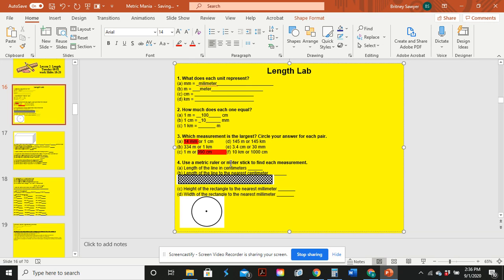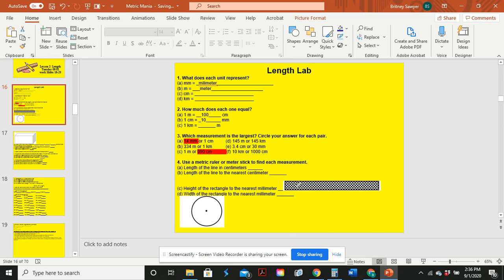Okay, so basically this is what you're going to be doing right here. You can take and find the measurement for this. If you want to move it over, you're going to measure this at home, or you can use a ruler when you get to school.